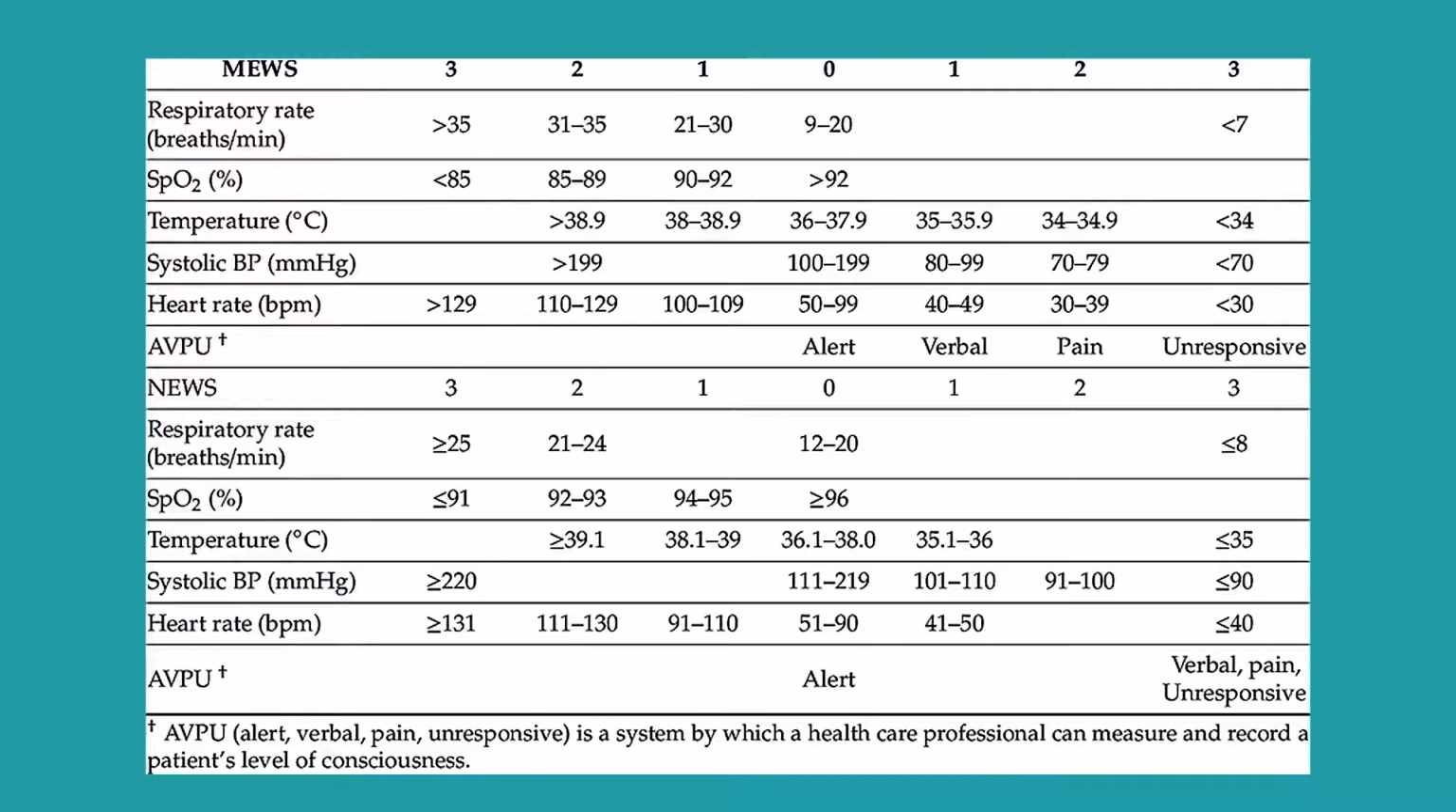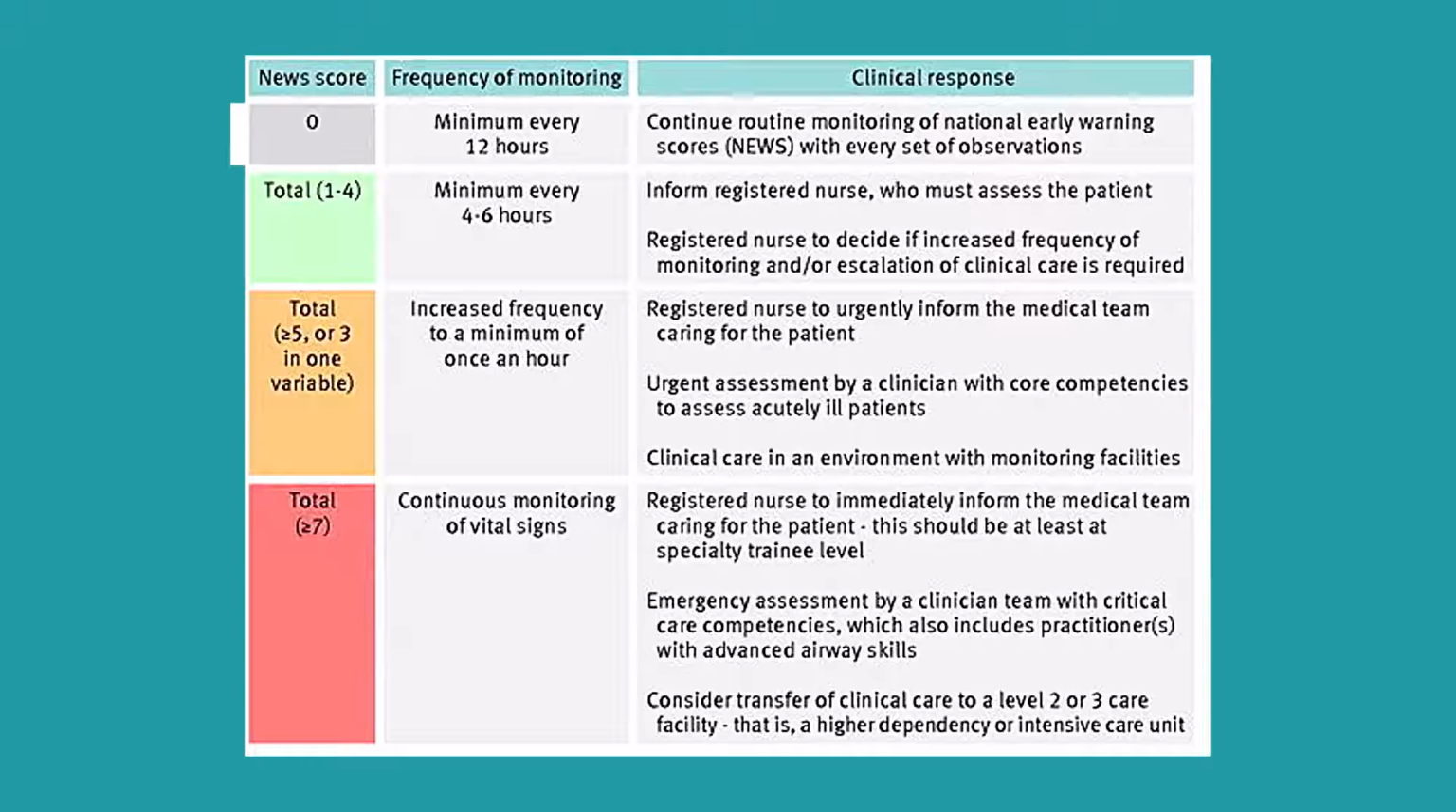Now, the NEWS chart is color coded so that it makes it easy for the care provider to identify such patients who are at risk and escalate accordingly. So, according to the NEWS score, we have white, green, orange, and red as part of the color coding system on the chart. So 0 would mean continuous routine monitoring, a minimum of every 12 hours. A score of 1 to 4 would mean more often monitoring, 4 to 6 hours by a registered nurse. Greater than 5 or 3 in one variable would mandate increased frequency to a minimum of once an hour.